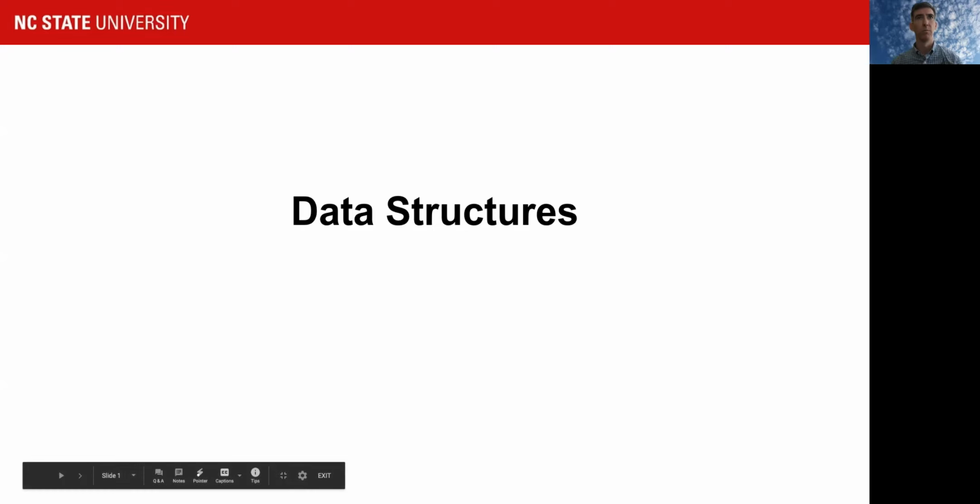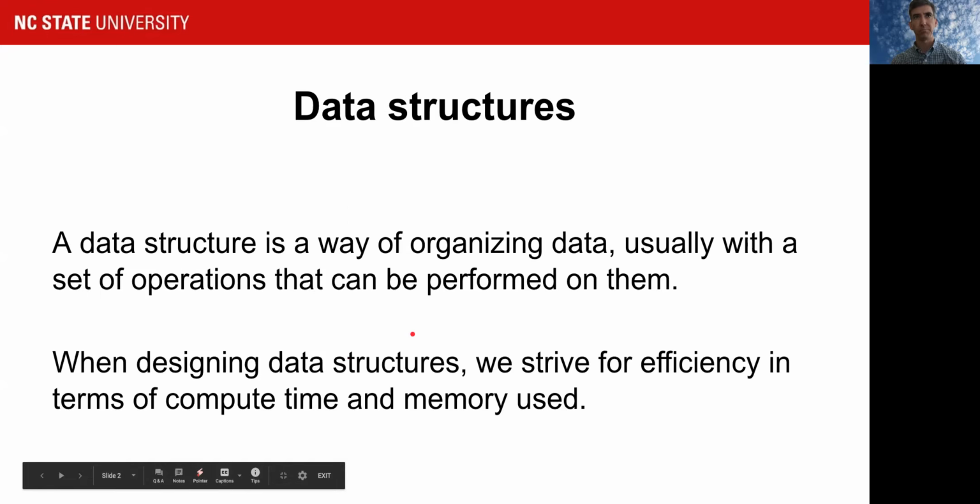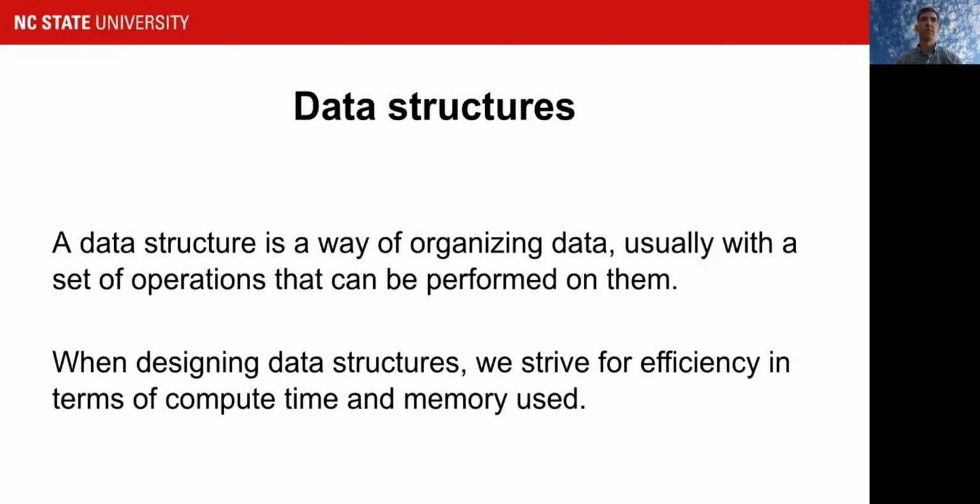Okay, in this video, we're going to start looking at data structures. A data structure is a way of organizing data, usually with a set of operations that can be performed on them. For example, we might talk about something like a list, which would be a set of ordered items, or something like a set, which would just be a collection of objects, maybe a set of integers, for example. And then when we talk about some organization of data like that, we're going to want to implement operations.